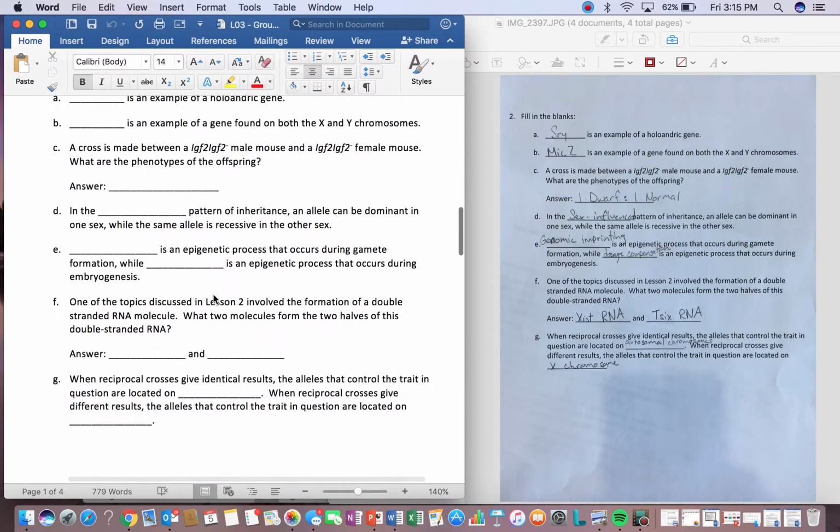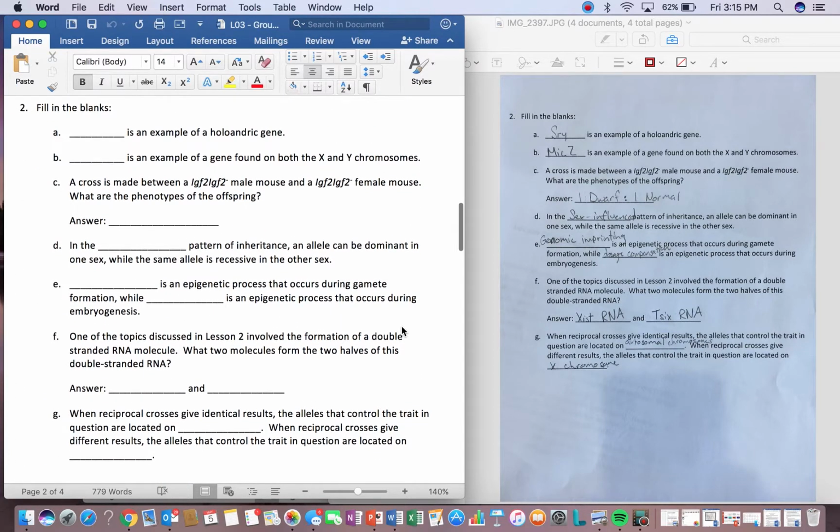All right, so going into the fill in the blanks here. So for letter A, SRY is an example of a holandric gene. Okay, letter B, we got MIC2 is an example of a gene found in both the X and Y chromosomes. For letter C, it says the cross is made between an insulin-like growth factor positive male mouse and an insulin-like growth factor negative female mouse. What are the phenotypes? And we can get that as a dwarf as well as normal.